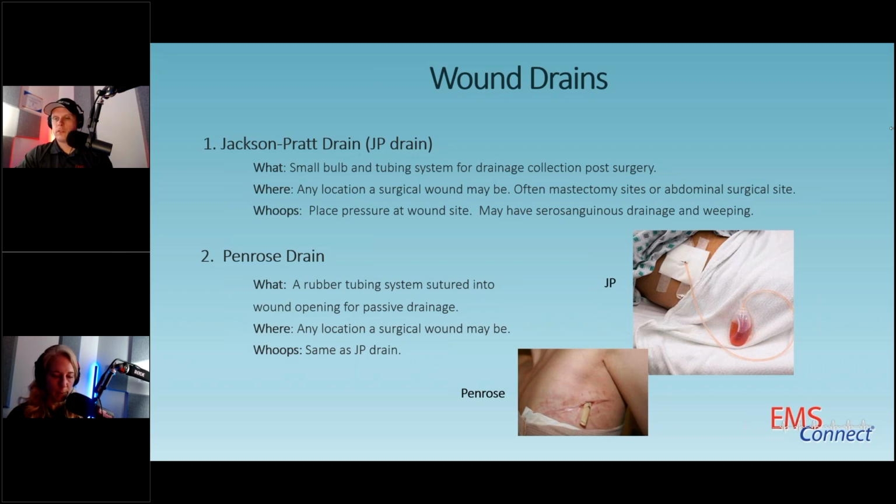So you think along the lines of, yes, it's okay that there is some bloody tinged thicker drainage coming out into that bulb and out of that tubing and being collected, because that's the job of that drain, to keep it from staying in the patient and keep them from building up a bacteria source. So don't be alarmed when you see that.